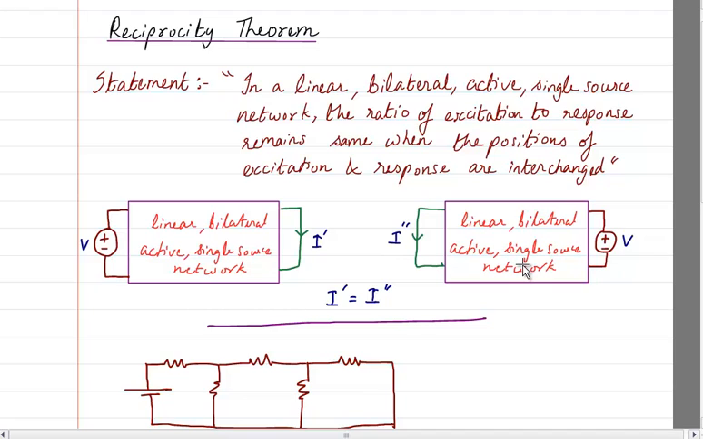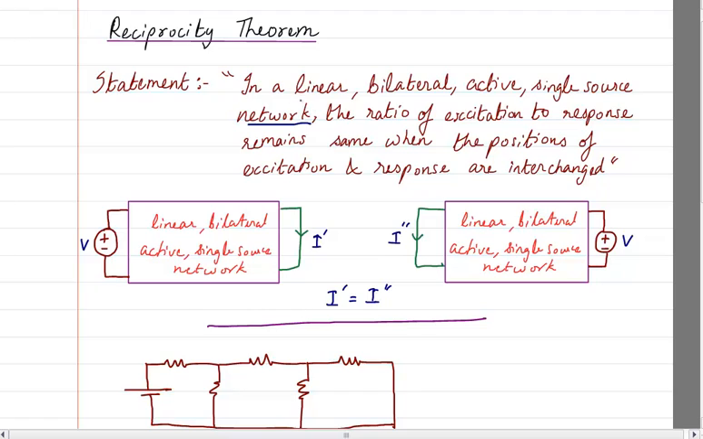Hello students, next we look into the reciprocity theorem. What the reciprocity theorem states is that in a linear, bilateral, active, single source network. Now this whole sentence we have to understand properly, because the reciprocity statement is only for this kind of a network.